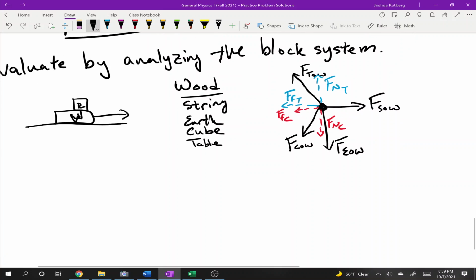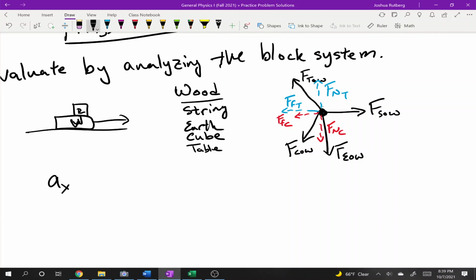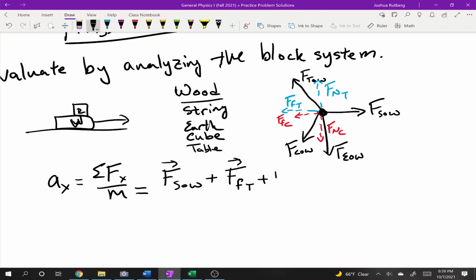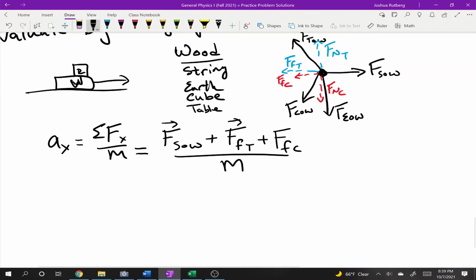And now I can set up Newton's second law. I'm going to use the full space because I see a lot of forces here. So acceleration in the x direction is equal to the sum of the forces in the x direction over the mass: the force the string exerts on the wood, plus the friction component from the table, plus the friction component from the cube, over the mass. And these are all things that I know.